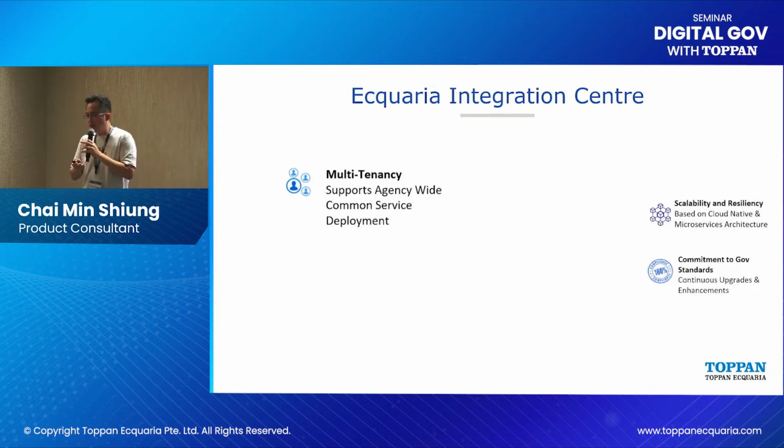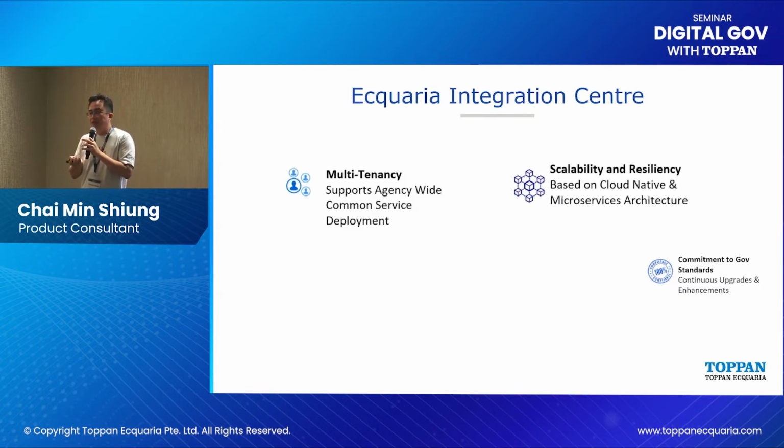Next, EIC is also designed to be cloud native and using microservice architecture that can be deployed in containers. This means that your services are scalable and also there's no downtime. And it can be deployed on both your government cloud, your GCC, as well as your on-prem in your data centers.